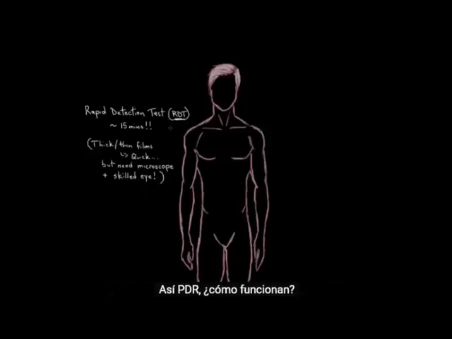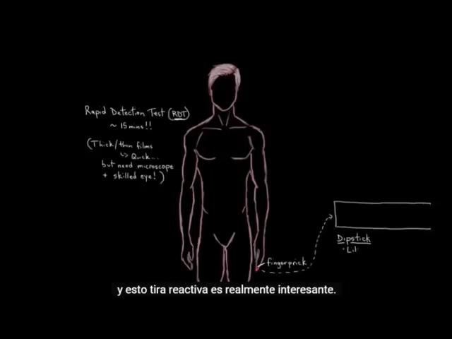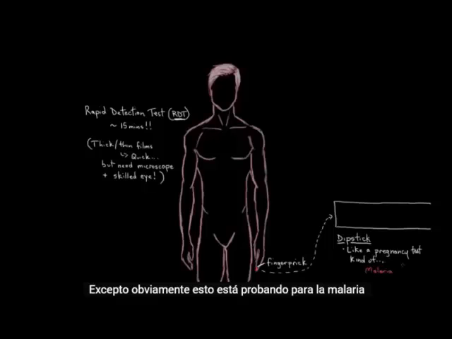So RDTs, how do they work? Well, essentially you take a drop of blood from usually a finger prick, and then you collect the drop of blood with a special dipstick. And this dipstick is really interesting. It kind of works like the pregnancy tests that can test your urine to see if you're pregnant. Except, obviously, this is testing for malaria, and hopefully using your blood and not your urine.